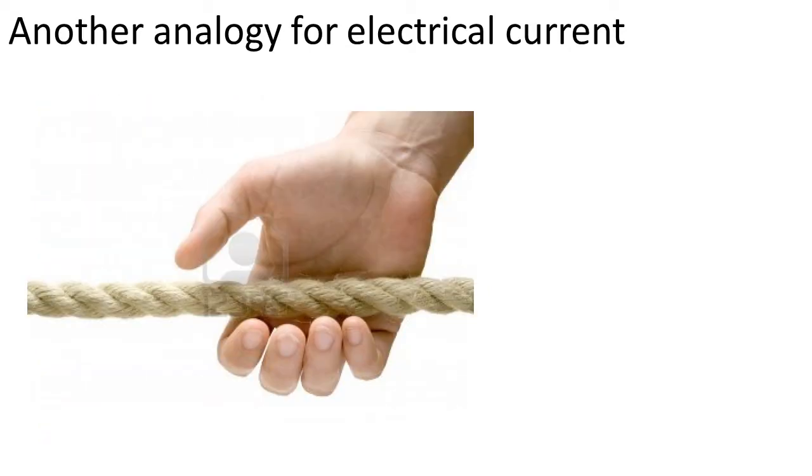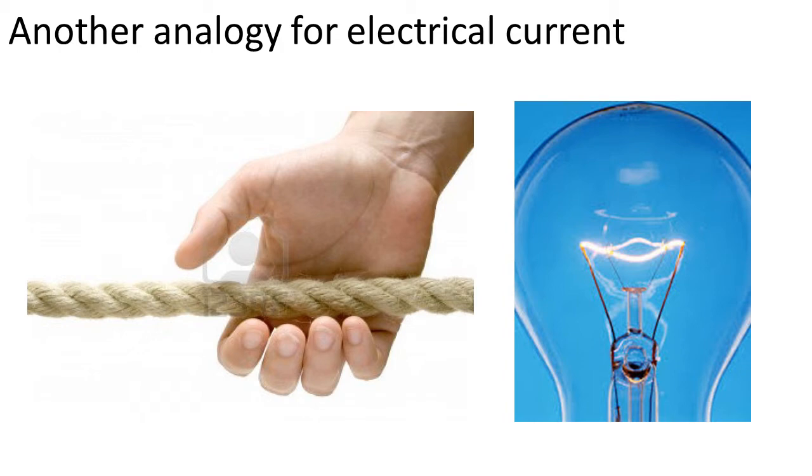Another good analogy for electrical current is the idea of a rope moving through your hand. You're not grasping it, but it's touching your hand, and the rope can be moved through your hand. Now what's going to happen if this rope moves through your hand? Well, it's going to deliver energy to your hand because of the friction, and it's going to get very hot, and you're going to get rope burn. Now that's a good analogy, because the electrons flowing through the wire, banging into all those atoms, that creates friction too, and that generates heat, and that heat causes the filament in a light bulb to glow.